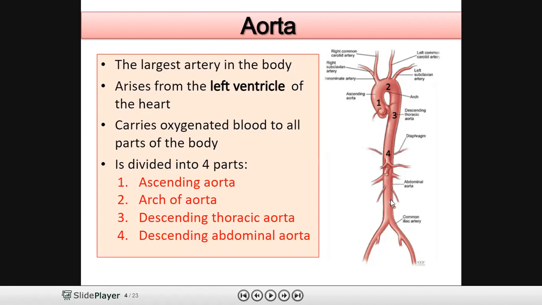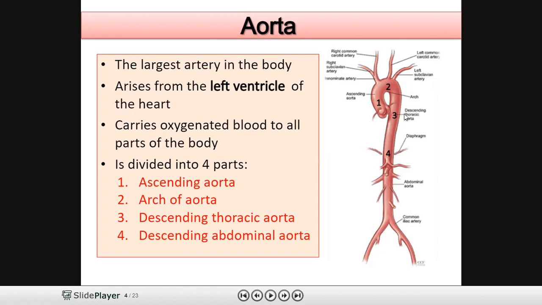And I'm going to show you at what level it changes from descending thoracic aorta to abdominal aorta, or at what level it changes from aortic arch to descending thoracic aorta. And of course, you can see some of the branches of this aortic arch here. And then we also see that this ascending aorta will give off two branches, which we'll look at in the other slide.